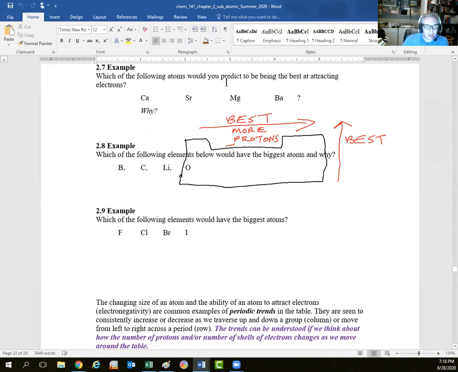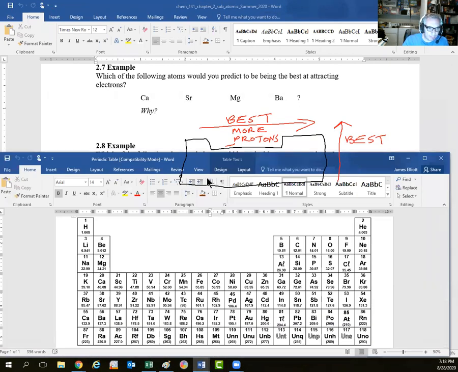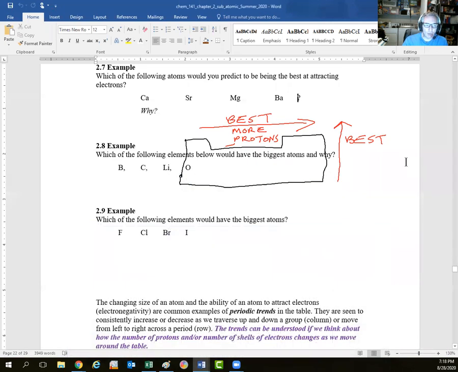Now which element would you predict to be the best at attracting electrons? And now we have calcium, strontium, magnesium, barium. All elements in the same group of the table, group 2. Calcium, barium, strontium, and magnesium. And we say that the ability to attract electrons increases as we move towards the top of the group. We should make our winner magnesium. We haven't included beryllium in this example, so you must be talking about magnesium.